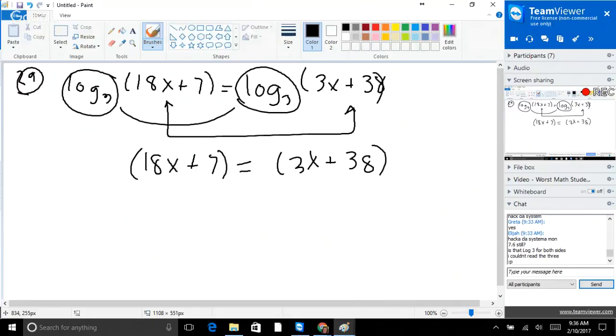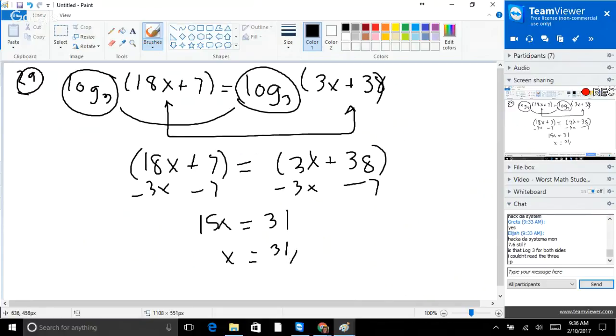You guys can do this, right? Subtract 7. Subtract 3x. I'm going to try to do it all in one. So 15x equals 31, or x equals 31 over 15. Which is about, it's going to be about 2.1, right? It's really close to 30 over 15. So those are easy peasy.